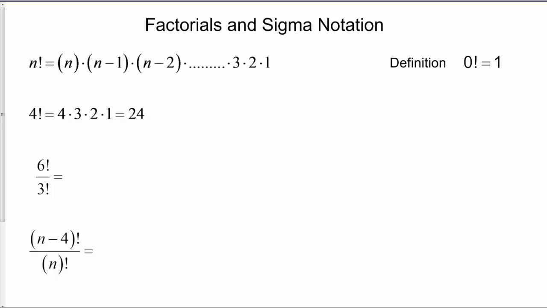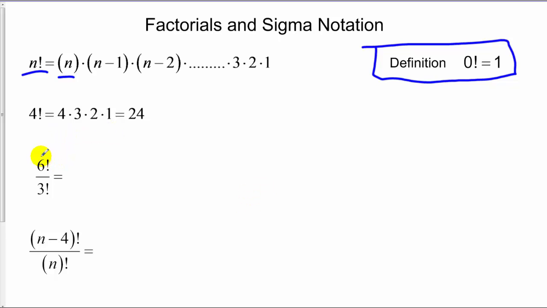Now we're going to move on to talk about factorials. A factorial is an expression written in this form, and it looks like an exclamation mark. What it means is take that number and then decrease that number by 1 until you get all the way down to 1, and take all those numerals and multiply them together. You can see right here that 4 factorial is the same as 4 times 3 times 2 times 1, which is 24. And by definition, 0 factorial is defined to be 1.